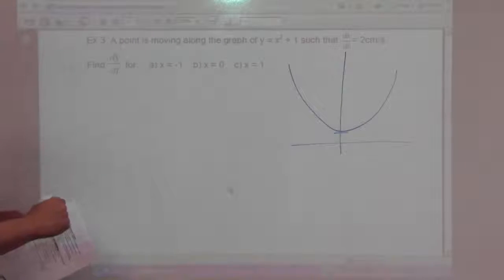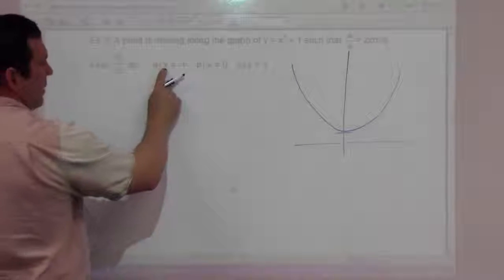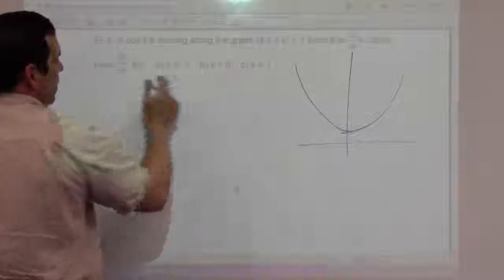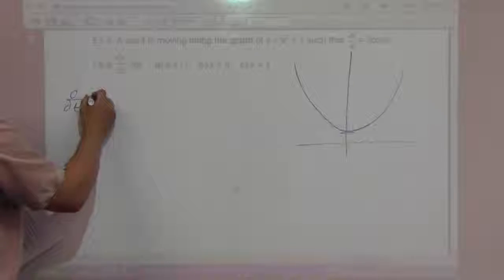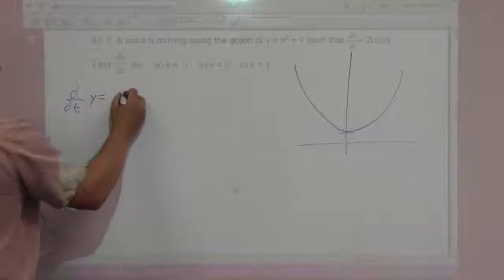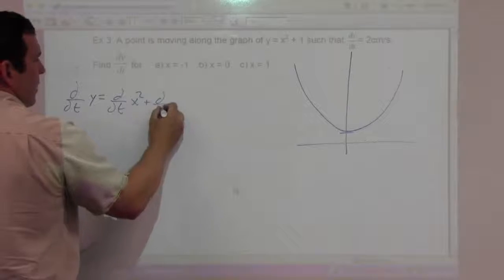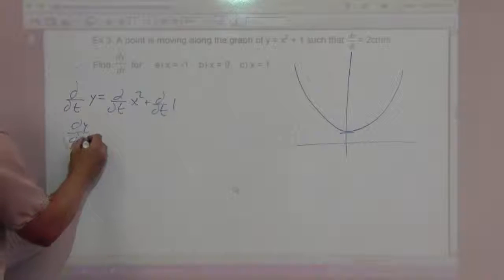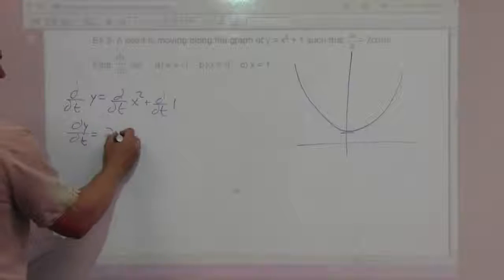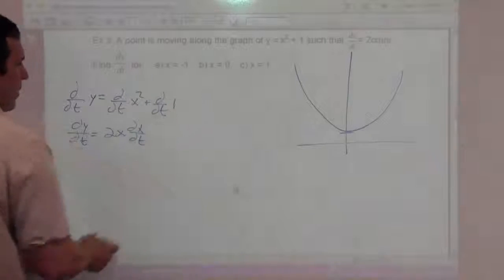Such that dx/dt equals 2 centimeters per second. Find dy/dt for x equals -1, x equals 0, and x equals 1. So we're taking the derivative with respect to t of y equals the derivative with respect to t of x squared plus the derivative with respect to t of 1. So dy/dt is 2x dx/dt, and that derivative is just 0.